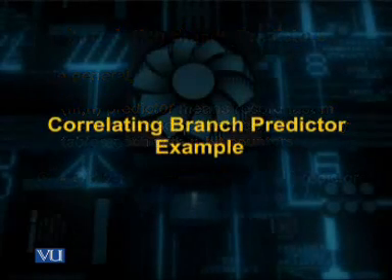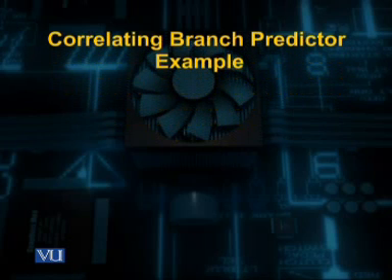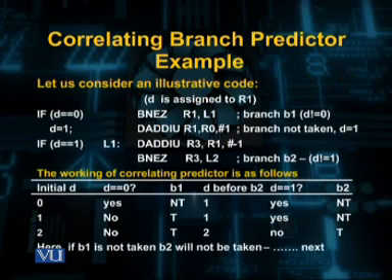Now, in order to explain the use of a correlating branch predictor, we will consider this example. Here we assume that if D is equal to 0, then make the value D equal to 1. Otherwise, go to the next instruction, which says that if D is equal to 1, then do this operation.